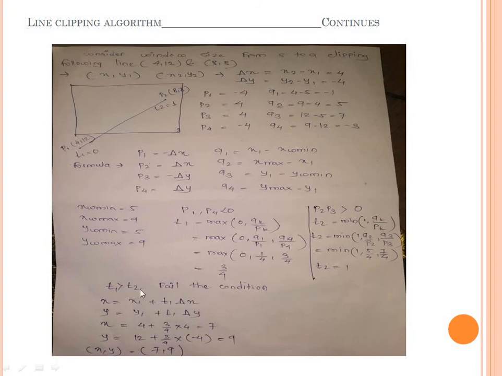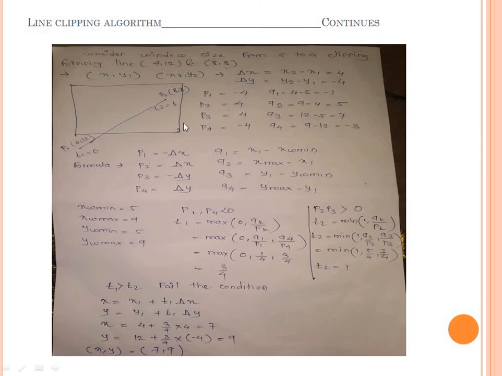Then we calculate the x and y values, that is x is equal to x1 plus t1 into delta x, y is equal to y1 plus t1 into delta y. x is equal to x1, 4, plus 3/4, that is the t1 value, into 4, which is equal to 7. Here the 4 and 4 cancel and 4 plus 3 is 7. y is equal to y1 plus t into delta y, that is 12 plus 3/4 into -4, here 4 and 4 cancel, 12 minus 3 is equal to 9. So the x, y value is equal to 7, 9.